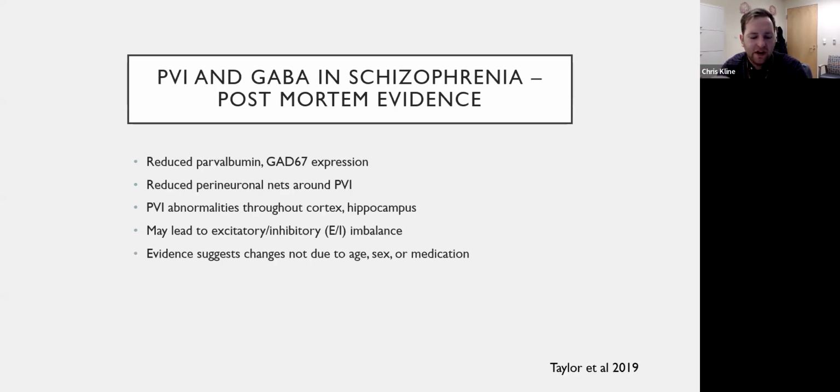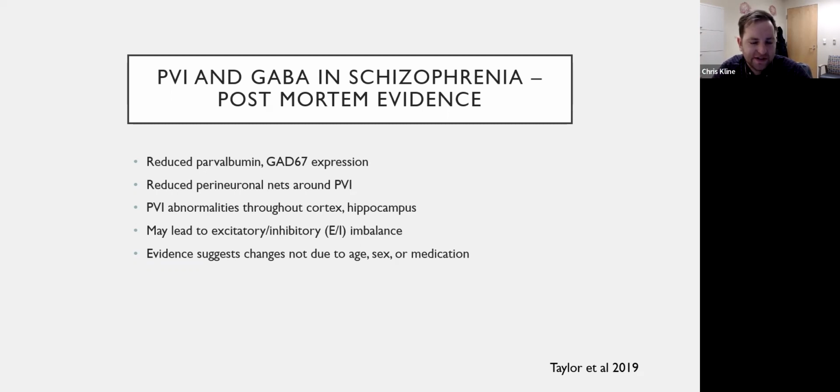So I just wanted to highlight a couple of quick points in terms of evidence for disruptions of parvalbumin interneurons in stress sensitivity and schizophrenia. There are additional studies in animal models and in the GABAergic system in general in schizophrenia, as well as other studies in other disorders, but those are outside the scope of this talk.